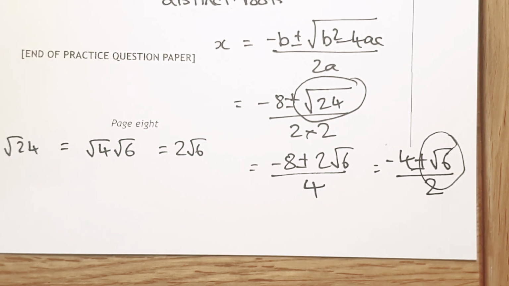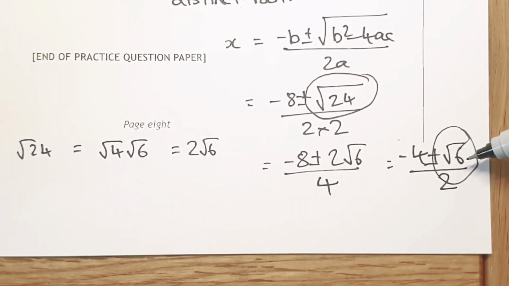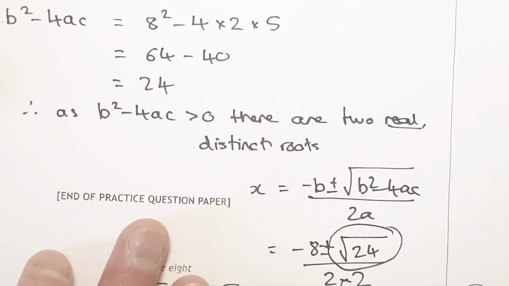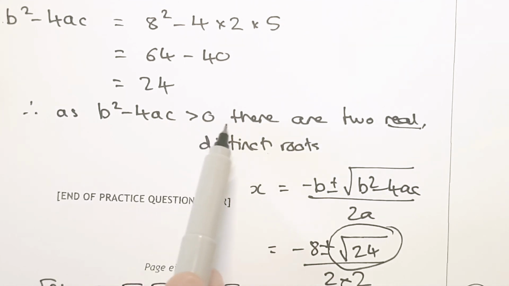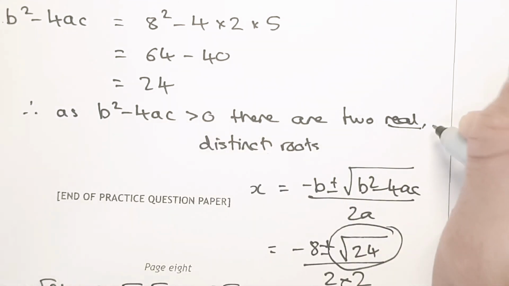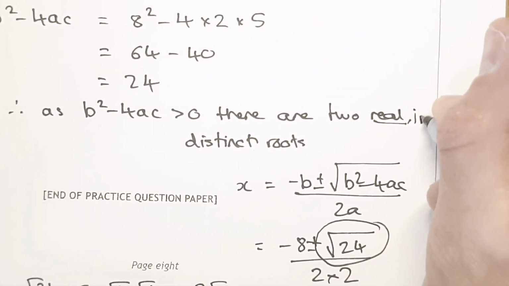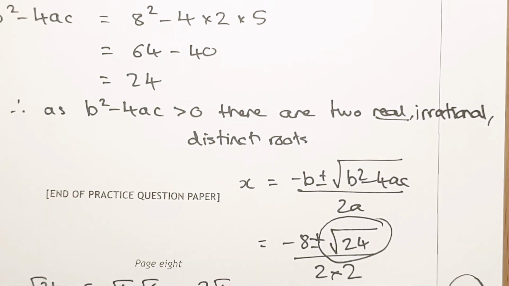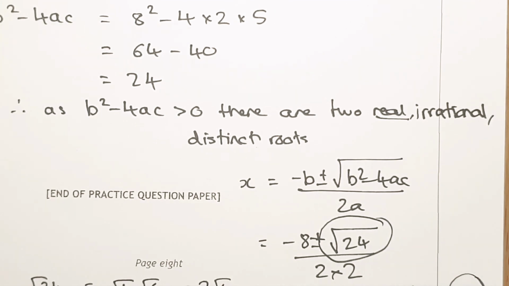Because that is a surd, you can't simplify it, you can't turn it into a square number or anything like that. That is irrational, you can't write it as a fraction, so therefore the whole thing is irrational. So going back to our comment, therefore as b squared minus 4ac is greater than 0, there are two real irrational distinct roots. So hopefully that clears up the irrational part, which is a bit extra in this question compared to the nature of the roots questions that you usually see.